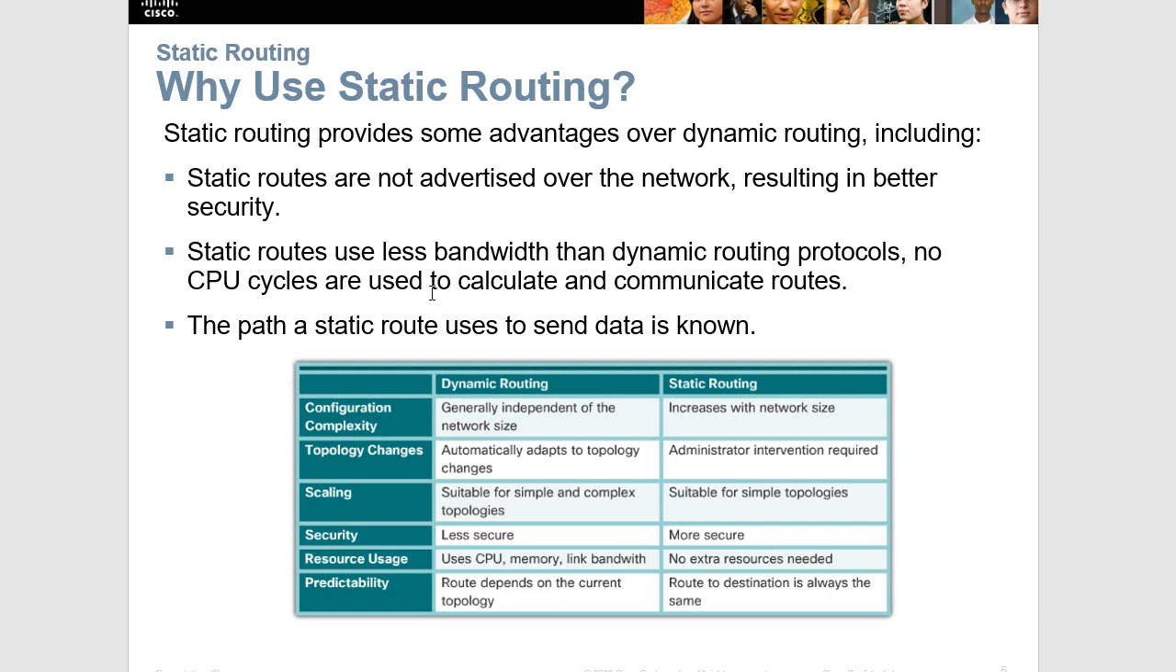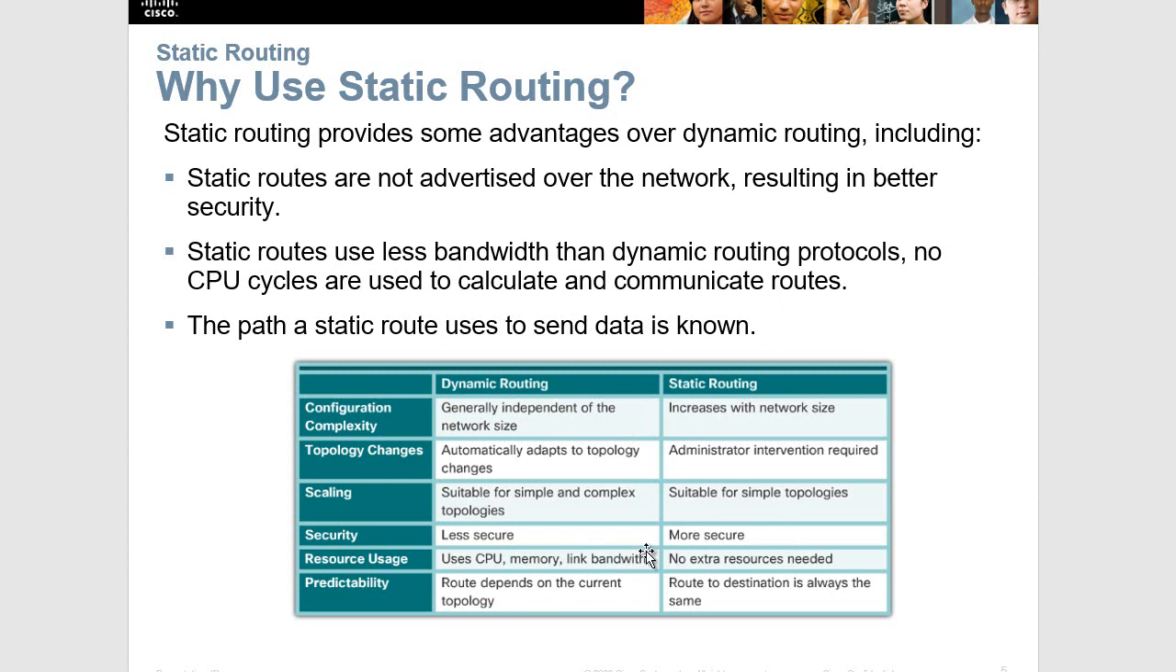No CPU cycles are used to calculate and communicate routes because you're entering them manually and you're not communicating them. The path a static route uses is known. You typed it in, it's known, it's an entry you made yourself. Dynamic routing protocols, it could be going one way, it could be going another, based on the metric it uses to calculate the best route. So you won't always know which path in a dynamic routing protocol, but you will with static.